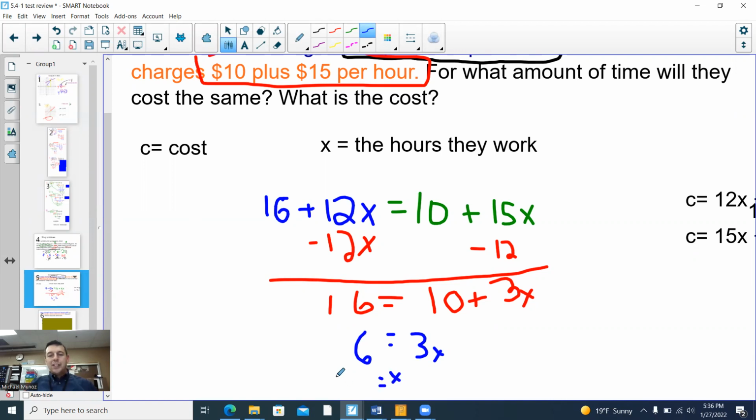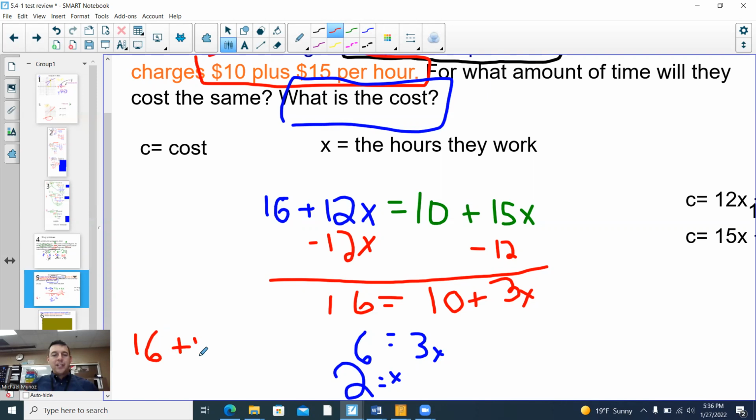So now that I know that, it means in 2 hours worth of time, both of these will cost exactly the same. It wants to know what is the cost. So I'll just plug this 2 into one of those equations, or half of it. So let's say I plug in a 2 here instead of this x. I would have 16 plus 12 times 2. So I'll just do that, 16 plus 12, and instead of an x, I'm going to put a 2 there, because we said 2 is our new x.